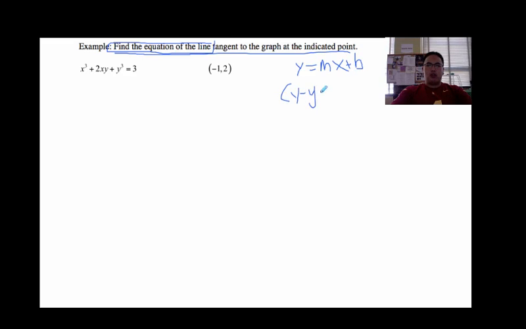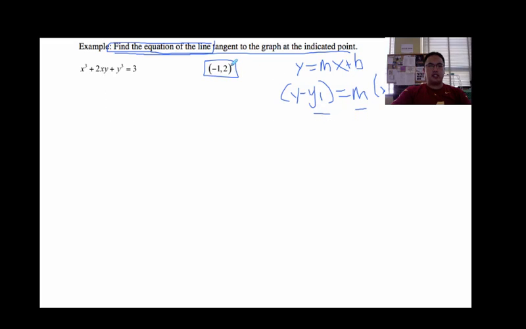Point-slope form is y minus y1 equals m times (x minus x1), where x1 and y1 are some point, and m is some slope. So all you gotta do is find the point and the slope, and you have the equation of a line. So look at this problem: x to the third plus 2xy plus y to the third equals 3, and it says tangent to this point. Well, they already gave me the point, right? So essentially, I already figured out half of the problem.